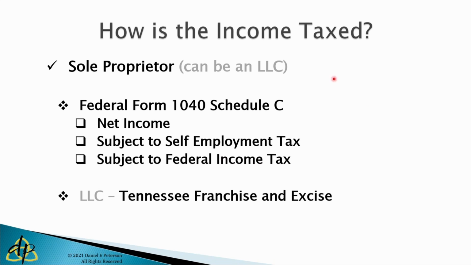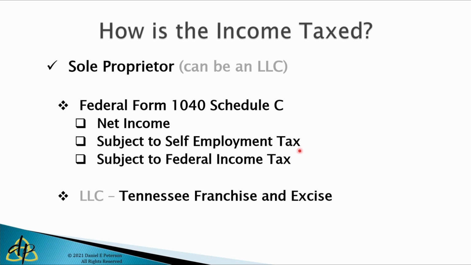So let's go through the conversation of how these entities are taxed. As a sole proprietor, you're going to be determining your revenues minus your expenses, and that information is going to be reported in detail on your Schedule C that's included in your Form 1040. That Schedule C will arrive you at a number called net income. That net income is subject to self-employment tax. Self-employment tax is Social Security and Medicare tax, and you as the employer and employee combined get to pay 15.3% of your net self-employment income.